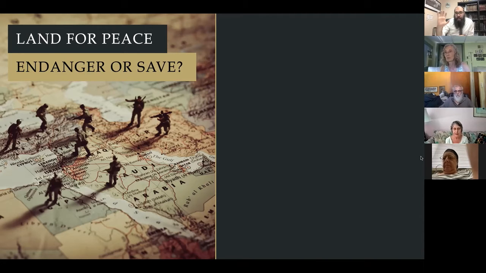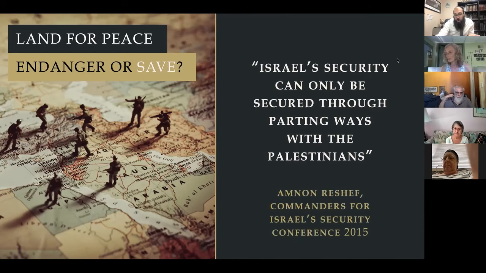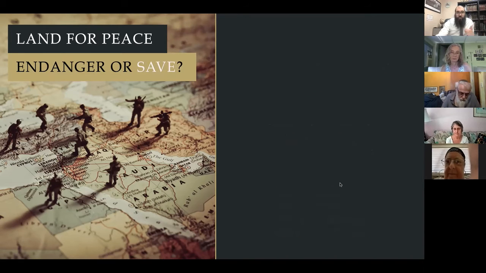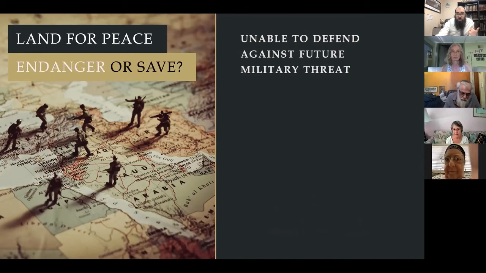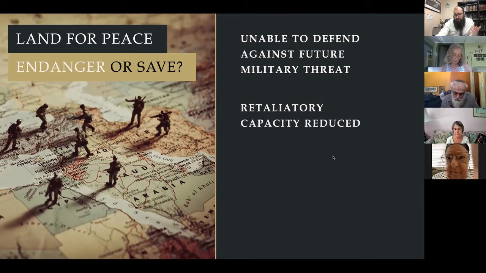So the question on the table is, does land for peace endanger or save human life? On the save side, in other words, giving back land, land for peace will save human life, we have Amnon Reshef, who says Israel's security can only be secured through parting ways with the Palestinians, and he explains his reasoning. On the flip side, we have Yaakov Amidror, who says that land for peace would only endanger the Jewish people, and he gives four reasons why.